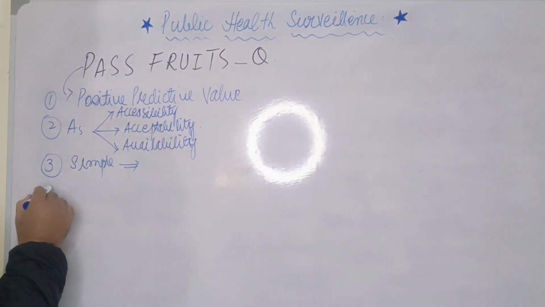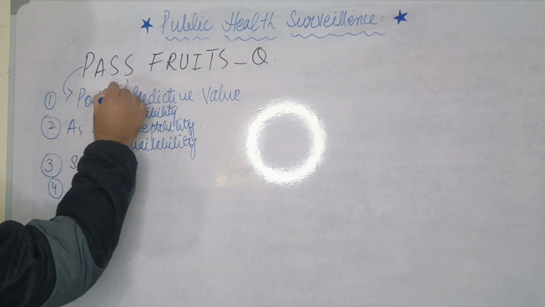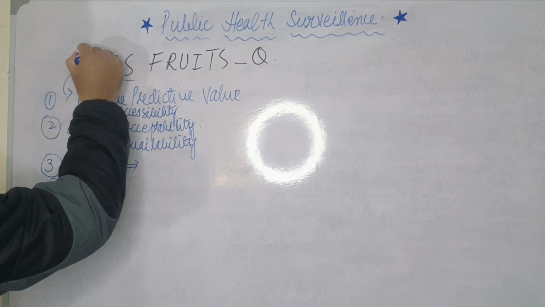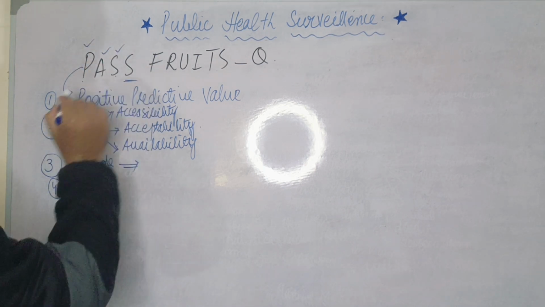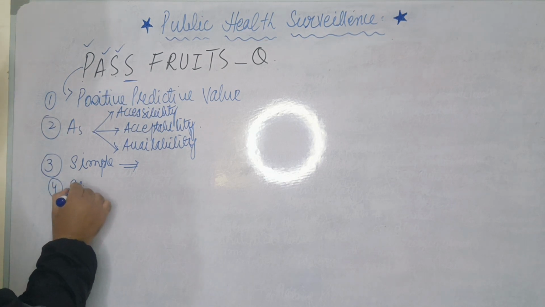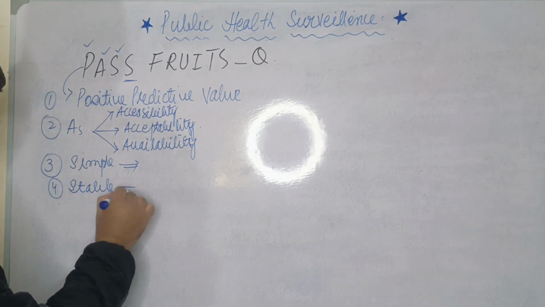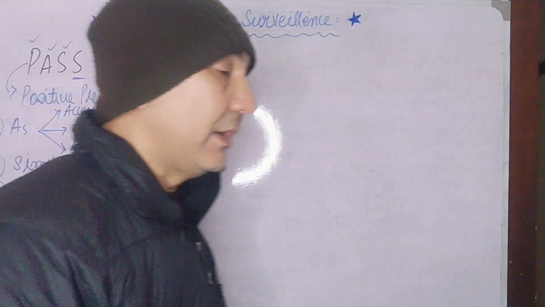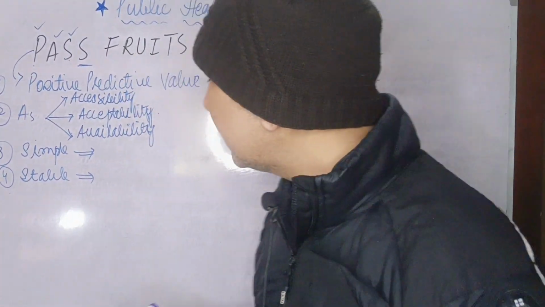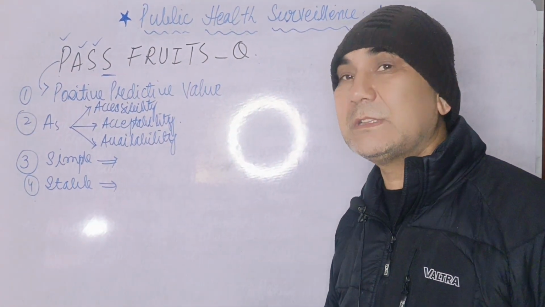And now the other S. The second S should be stable. What does stable mean over here for the surveillance system? This is what stable means for the surveillance system.